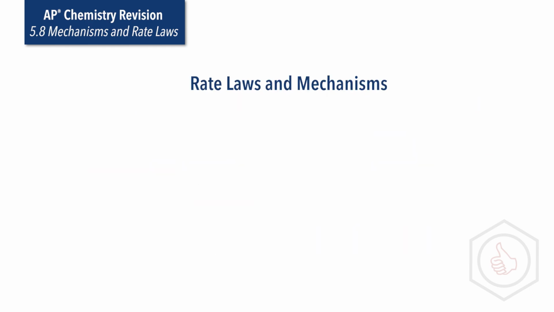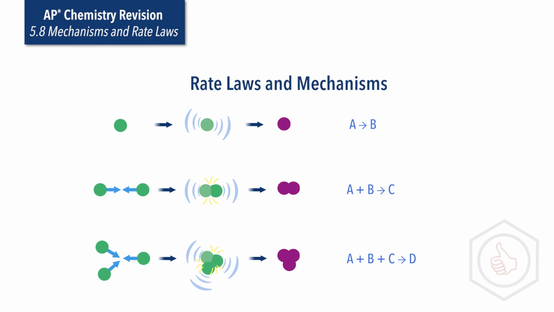Now, the rate law of an elementary step, so a single collision event between particles, can be written directly from the balanced equation for that step. This is really useful because it enables us to determine rate laws for individual steps within a reaction mechanism.